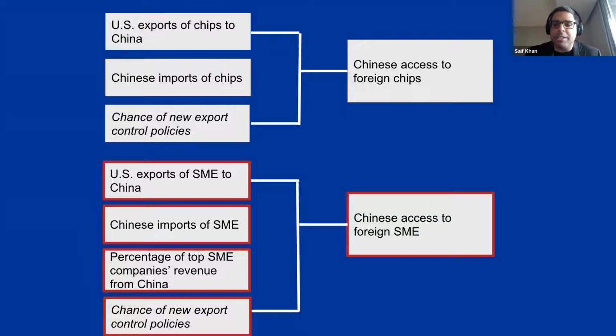Another one is percentage of top SME companies' revenue from China. That one has the advantage of normalizing for the size of the market, because you could imagine that with the other 2 metrics the numbers decline, but it was just because the industry as a whole shrunk or something. But here, this will correct for whether China is losing access relative to others. So you might see a decline in the first 2 metrics, but the third one remains stable.